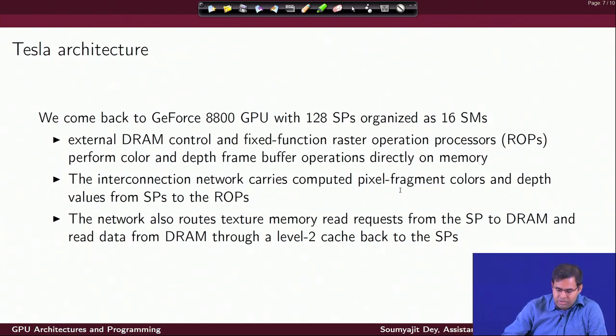So, these ROPs, that is the raster operation processors, still remain as fixed function blocks, and they do their operations and store the data back to the memory back and forth through the hierarchy of L2 caches, and the interconnection network carries this computed pixel fragment colors and depth values back from SPs to the ROPs, right.